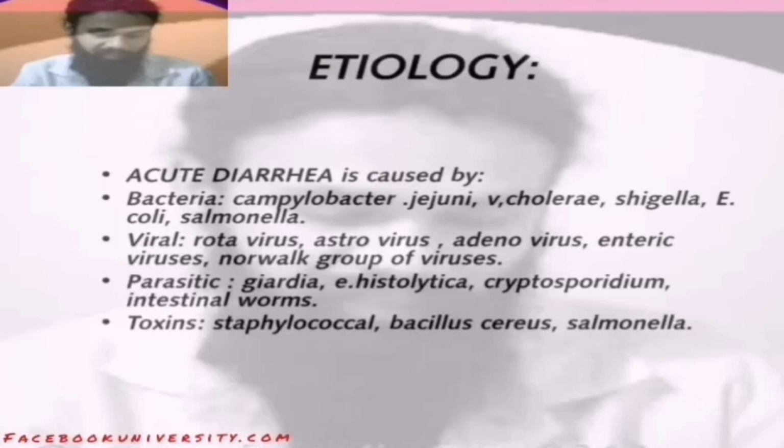Toxins which also cause diarrhea are staphylococcal toxin. Staphylococci release these toxins. Bacillus cereus, salmonella, and these toxins are important in causing food poisoning also, which I'll tell you later, which bacteria and other agents cause food poisoning.